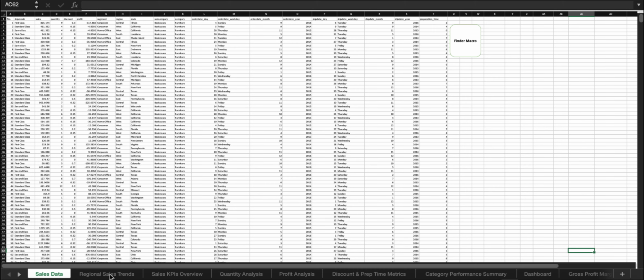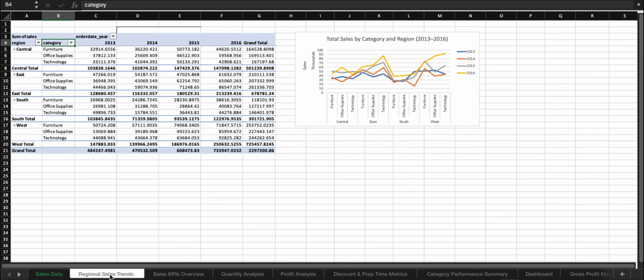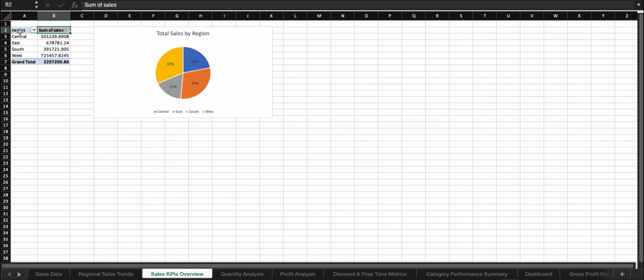The first insight I wanted to look at was regional sales trends. To do this, we used the pivot table that looked at $2.3 million in total sales across different regions, categories, and timeframes. The next KPI we were looking at was sales KPI, which looked at the different regions and their total sums of sales.